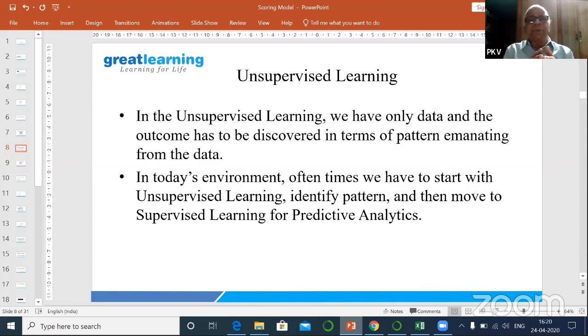Unsupervised learning, you have examples of clustering, principal component analysis to reduce variables into underlying dimensions, and then association rules, what's called the market basket analysis. These are examples of unsupervised learning where my aim is to identify pattern. And therefore, it's not necessary that I always have an environment of supervised machine learning where everything is clearly defined. You may have to discover pattern, and that's where unsupervised learning comes.